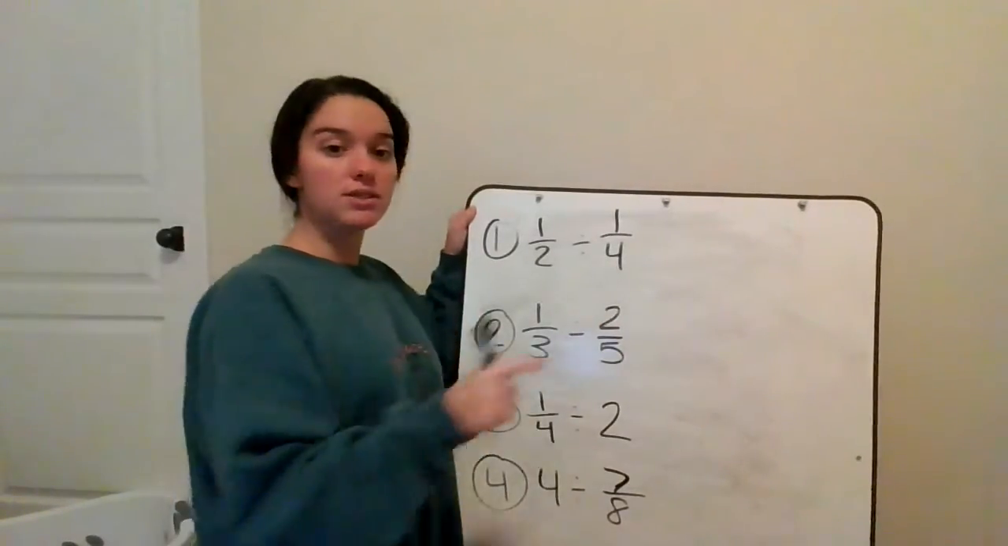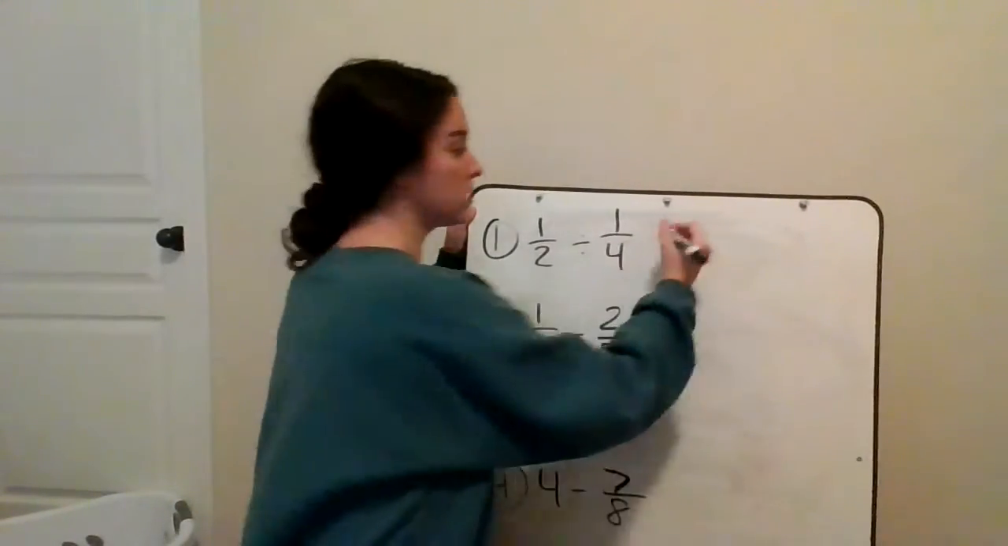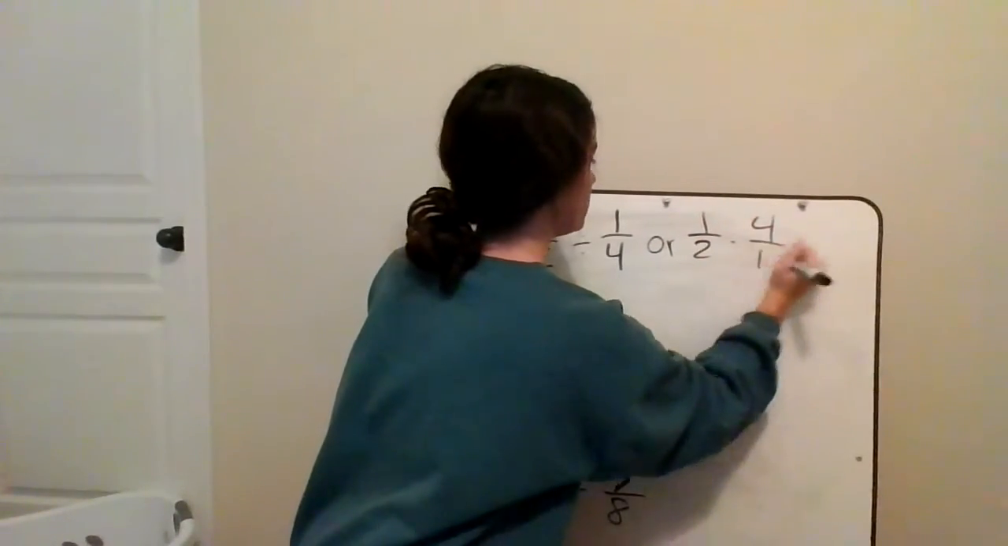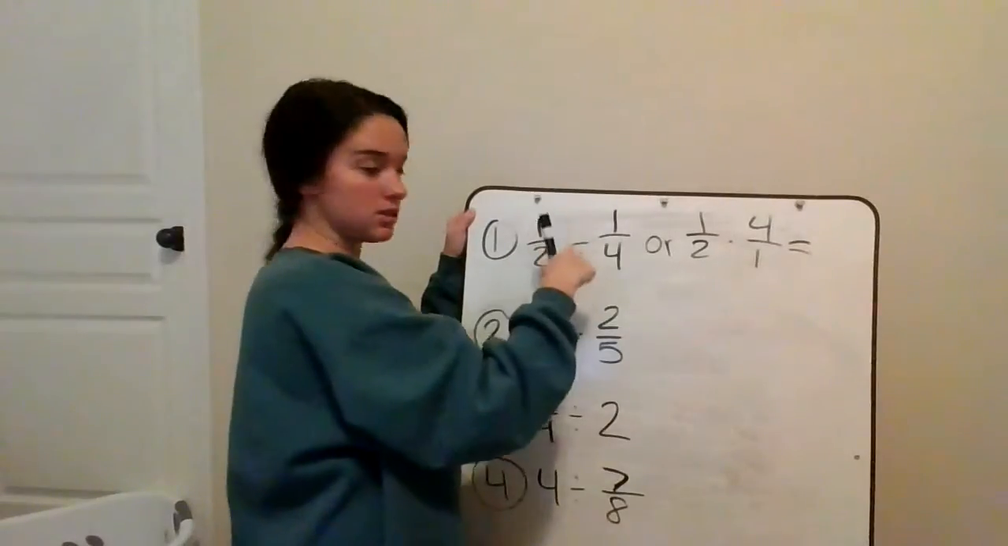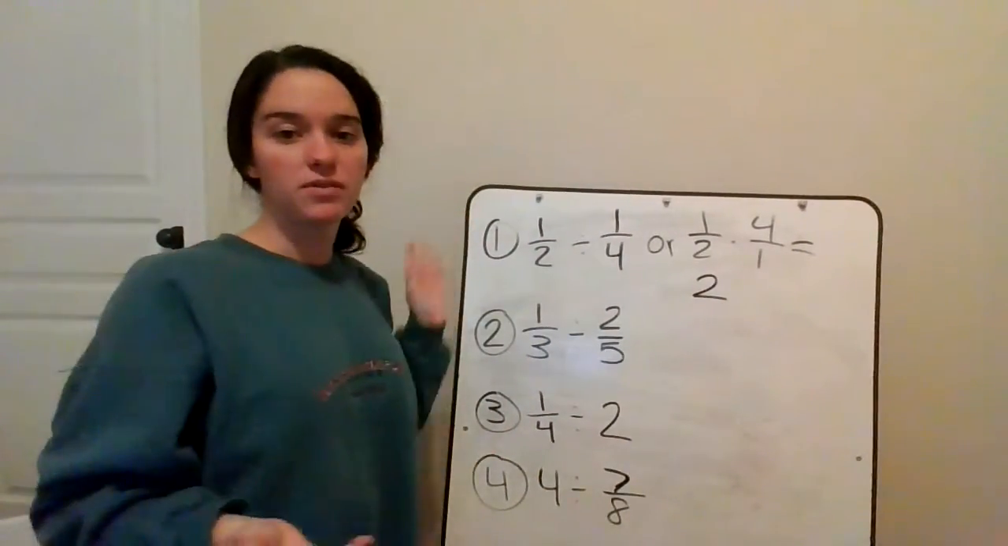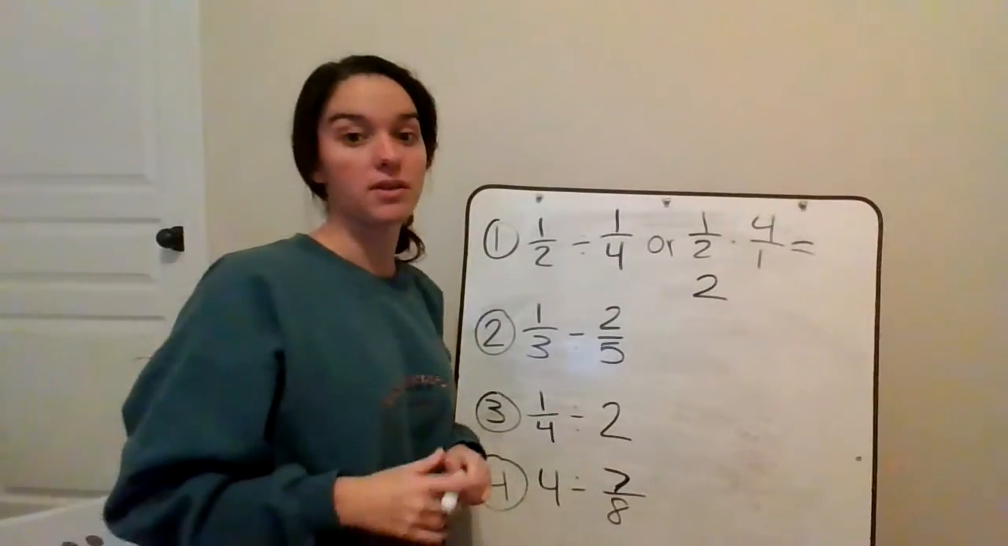So you can either type this into your calculator or 1/2 times 4/1. Because remember, we have to keep, change, flip. So our answer would be 2. All right, I'm going to give you a few minutes to go ahead and work out the other three.